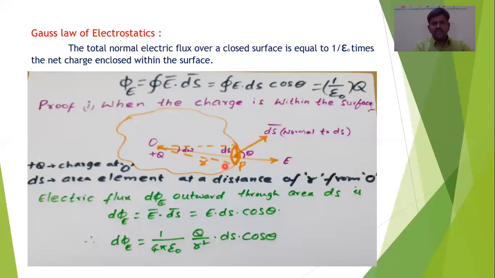Inside this surface, we have a charge of plus q at point O. We need to derive whether the entire flux coming out of this surface equals 1 by epsilon naught times the charge enclosed in the surface or not. For that we consider a plus q charge at point O, and it is an asymmetrical shape. As it is, we need to calculate electric flux.